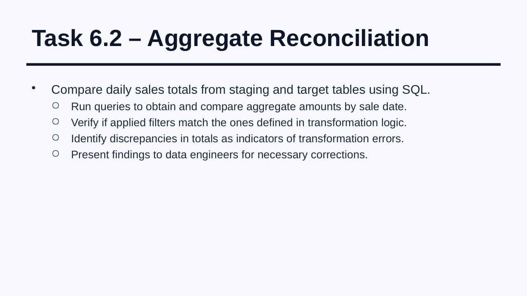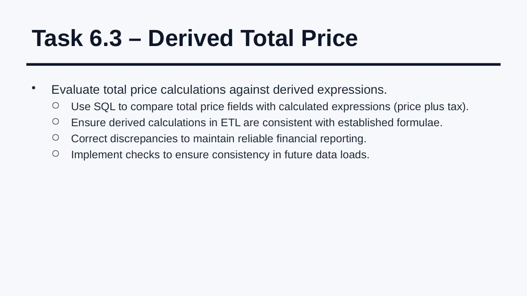When we find differences in the daily totals, it often points to errors in the transformation step, such as incorrect calculations or missing data. Identifying these issues early allows us to report them clearly to the data engineers so they can investigate and fix the problems, ensuring the data we work with is accurate and trustworthy for reporting and analysis.